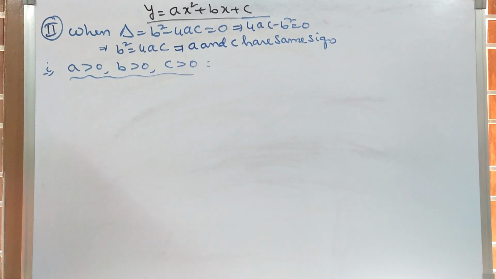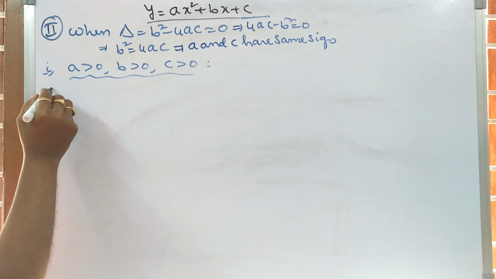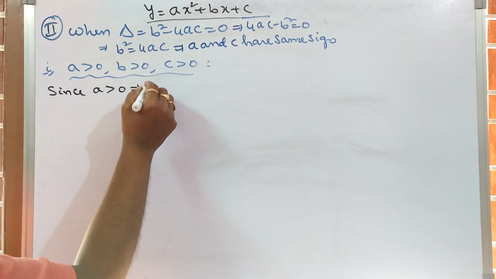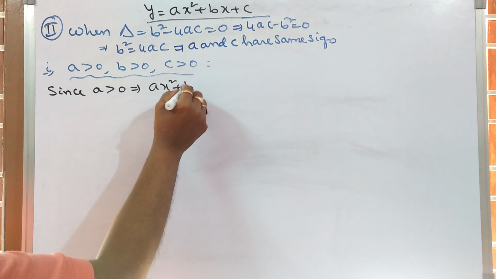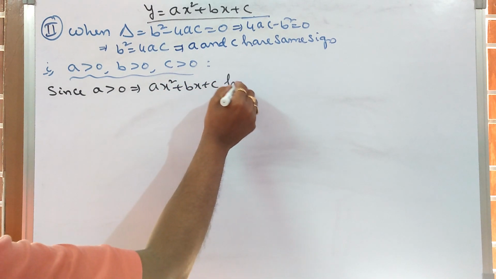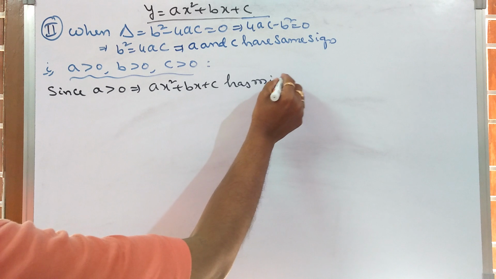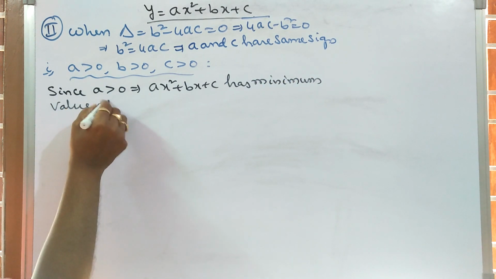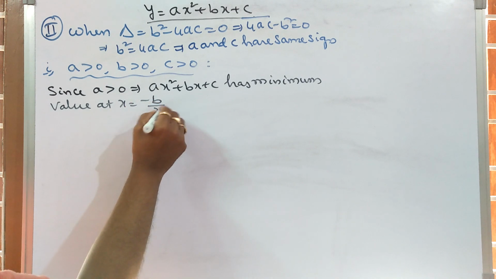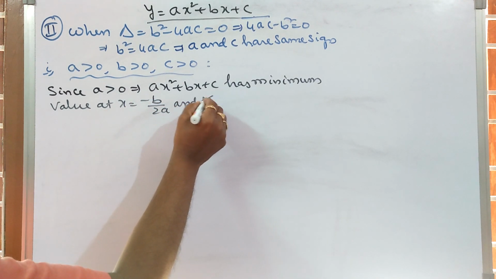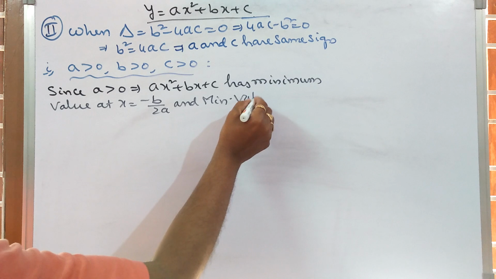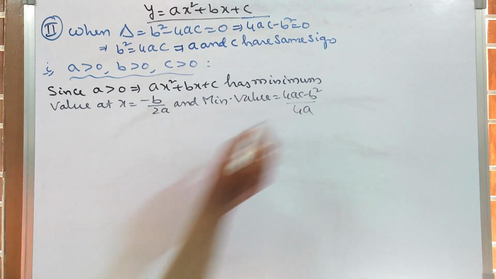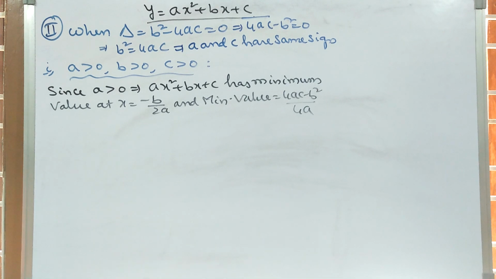Since A is greater than 0, ax square plus bx plus c has a minimum value at x is equal to minus b by 2a, and the minimum value is equal to 4ac minus b square by 4a.